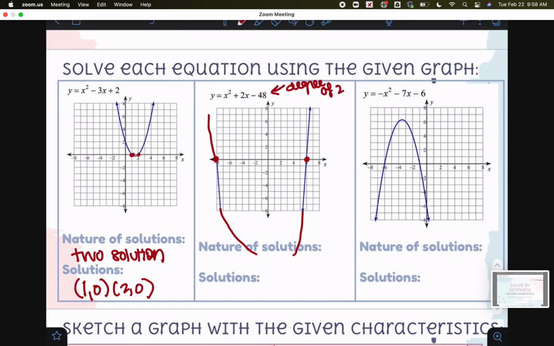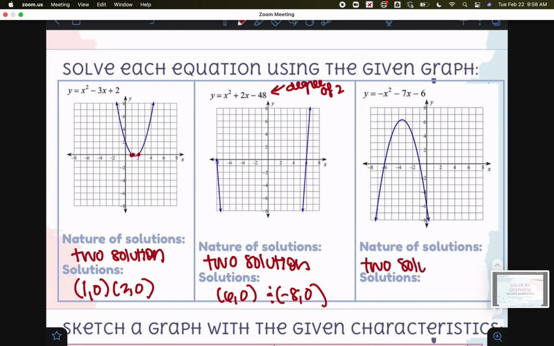But if you're using your yellow calculator or Desmos, you should definitely zoom out to see the rest of that shape. But we should have 2 solutions, which are 6, 0 and negative 8, 0. Lastly, if we take a look at this one, again, another parabola. Notice as opposed to the first 2, this parabola opens down, meaning it has a negative a value. It's still 2 solutions, which are negative 6, 0 and negative 1, 0.